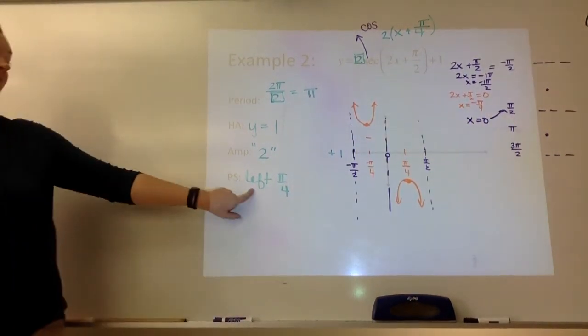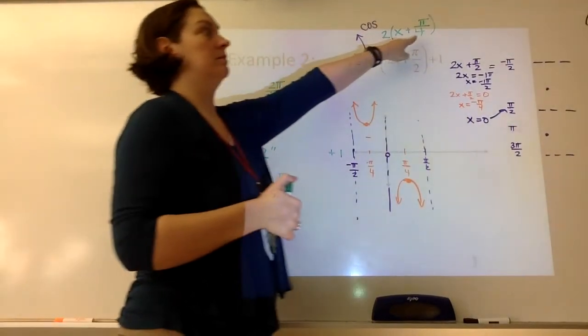And ultimately, I have a phase shift of left pi over 4, which comes from here.